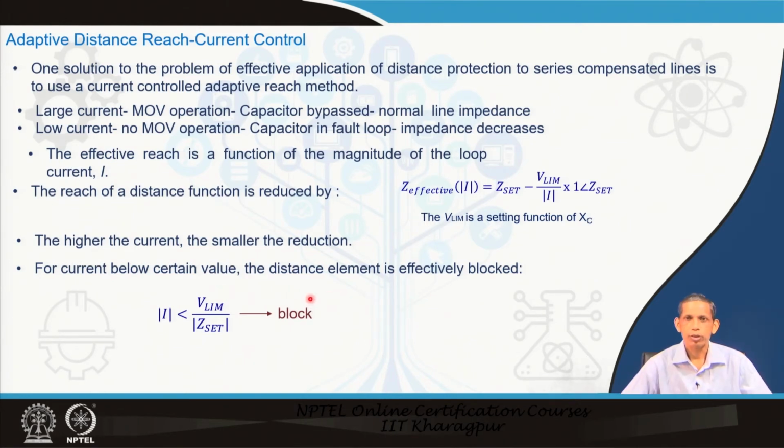Why? Because the corresponding z set minus this part becomes too large, and at times the z effective vanishes. So, beyond a certain limit, if the current is less than this limit, V limit upon z set, then the relay is to be blocked. You cannot allow operation of the zone 1.